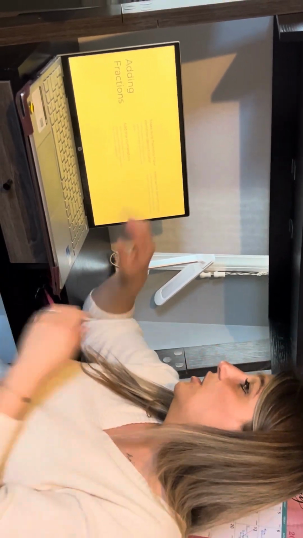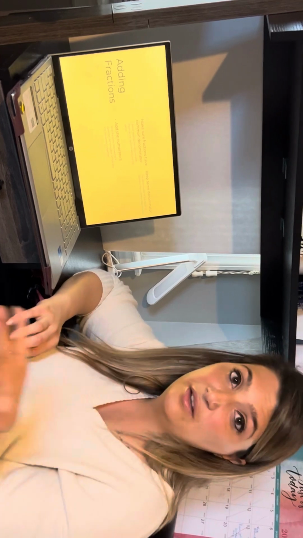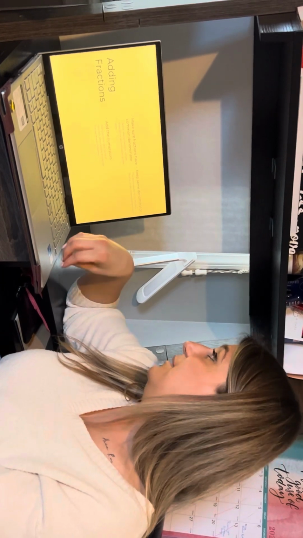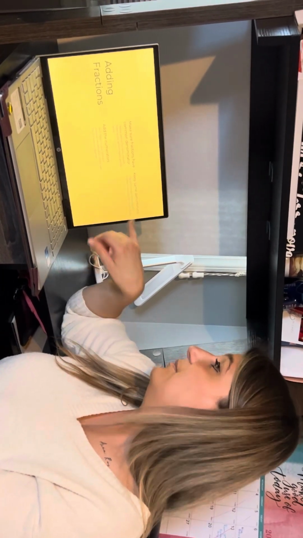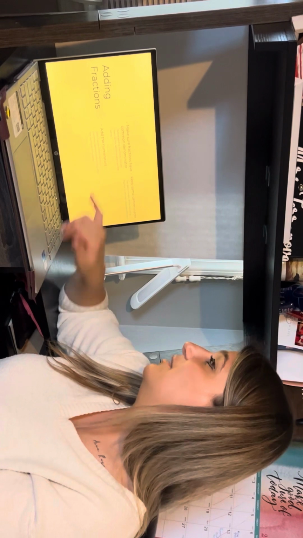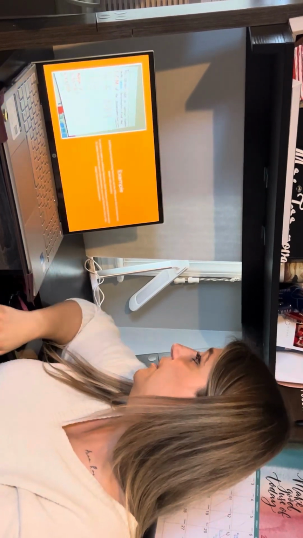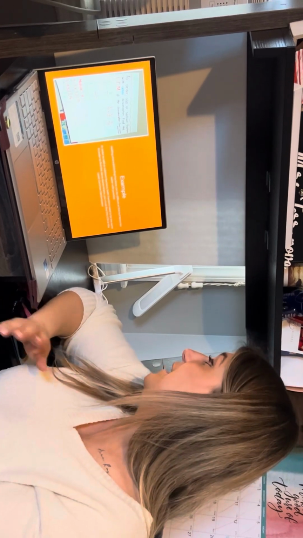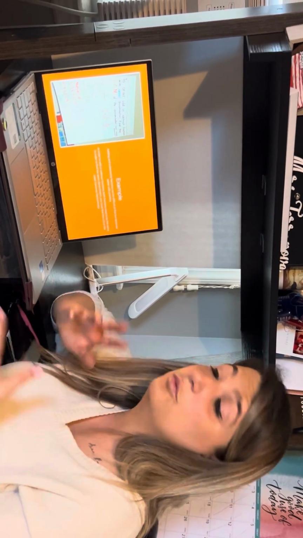Adding fractions. There are three things you need to do when adding fractions. You need to make sure that the fractions have a common denominator, convert them into the same denominators, make sure to keep the same denominators, and then you can add the numerators. So this is an example. Adding and subtracting fractions can be difficult at first, but it becomes easier as you practice and practice.